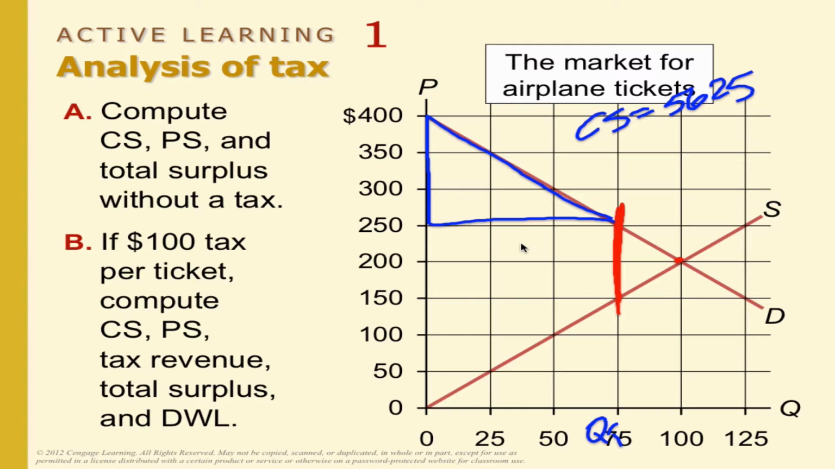Producer surplus is where? From the quantity at taxation over, and so total surplus. Good job.